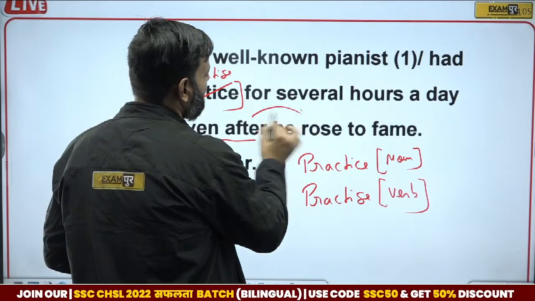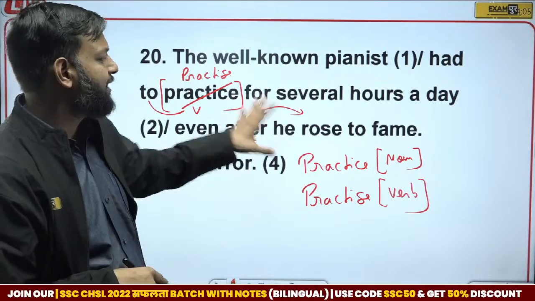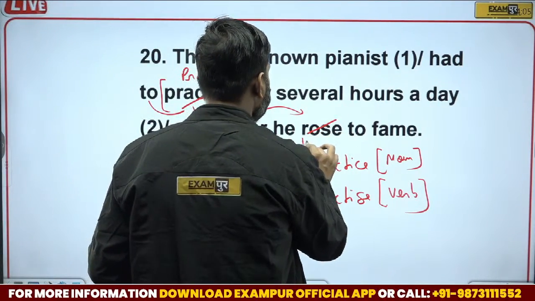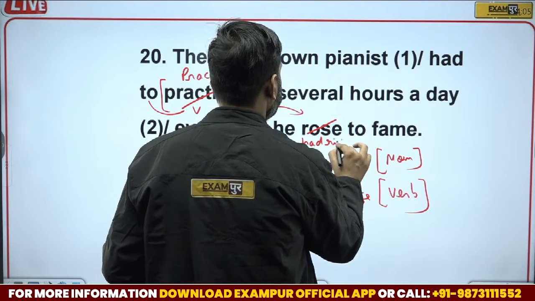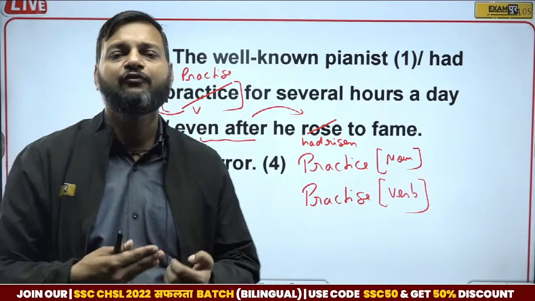After is followed by perfect tense. After is followed by perfect tense, but the tense here is past indefinite. So rose will be replaced by had risen. Rose will be replaced by had risen because after is followed by past perfect.